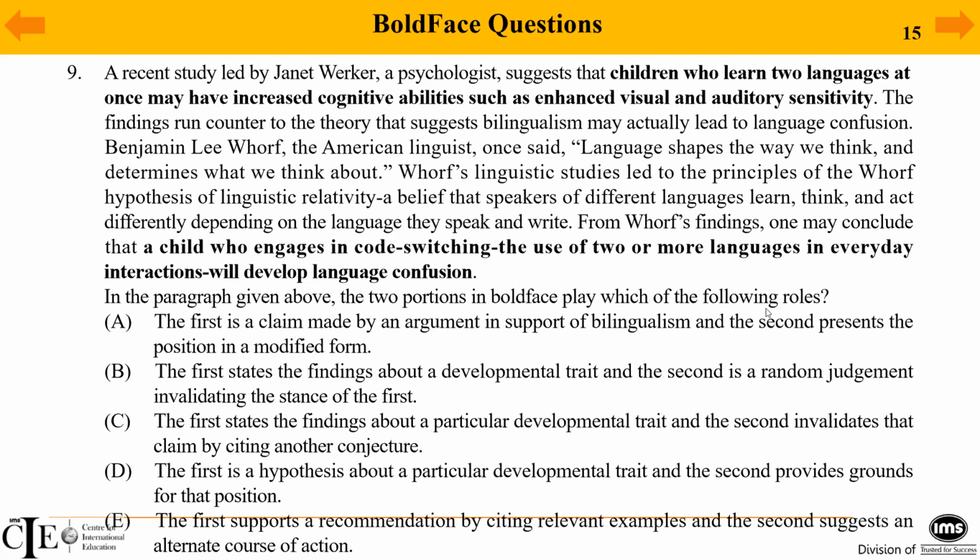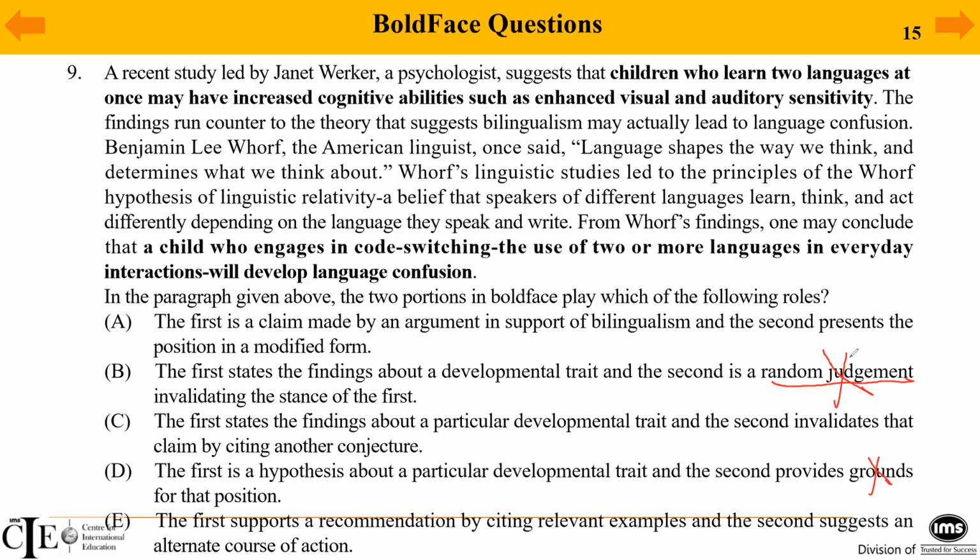Second is not the reason, it is the finding, it is the result. So second cannot be the grounds. So this part, the grounds part, is incorrect. Grounds means reason, basis. So the basis is Worf's findings, and the conclusion is confusion. Second is not a random judgment. Second is based on a study. So how can you call it random judgment?